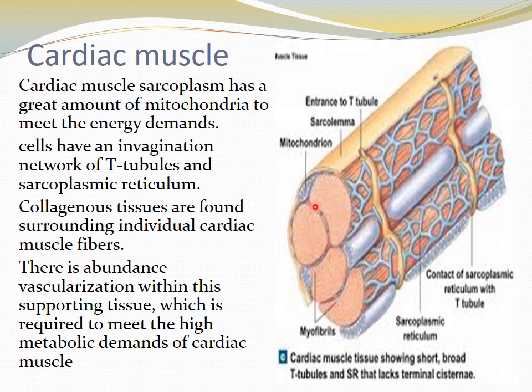The cells have invaginations of the T tubules. You can see here the invaginations of the T tubules and the sarcoplasmic reticulum. So this sarcoplasmic reticulum is analogous to the endoplasmic reticulum. The collagenous tissue is found surrounding the individual cardiac muscle fibers. There is an abundance of vascularization within this supporting tissue, which is required to meet the high metabolic demands of the cardiac muscle.